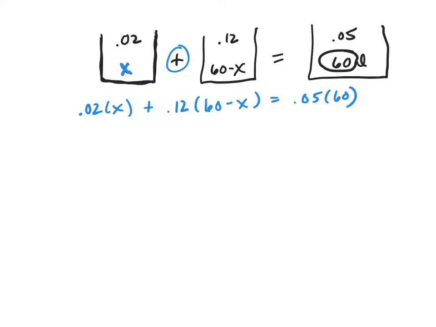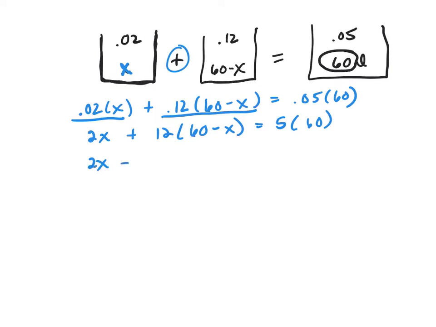Now, since I can't have a calculator, I'm going to clear my decimals by multiplying everything by 100. Every term on both sides. This term and this term. And on the right-hand side, that will leave me a 5 times the 60.